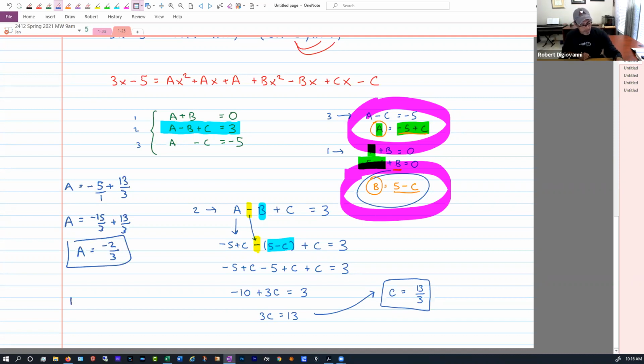And then B is 5 take away C, so take away 13/3. Same thing, get a common denominator. Any questions?